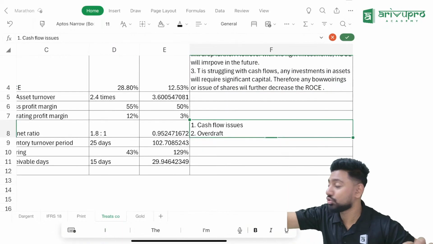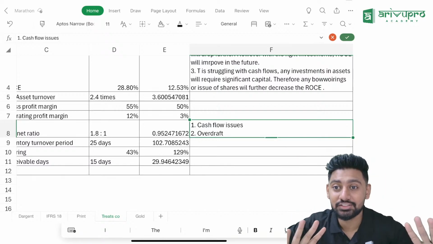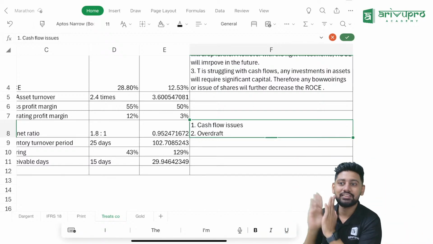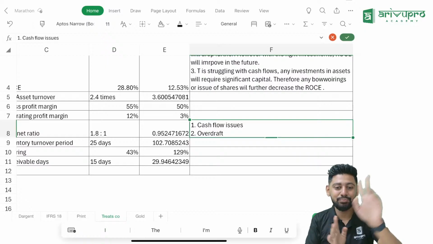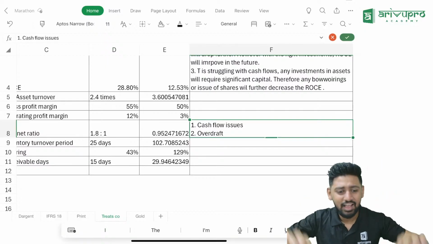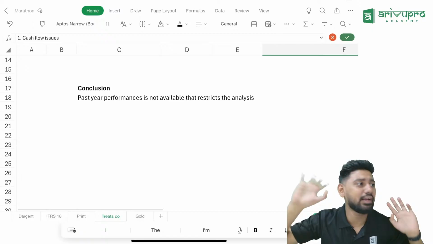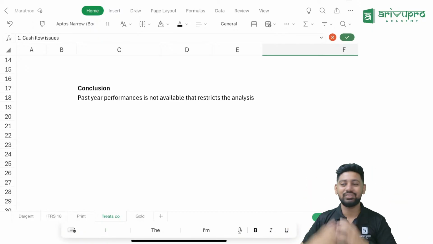Here I have 2 issues to speak about. So I've already got my 10 marks. Meaning I am above my passing line. If I speak about cash flow issues and overdraft, and then I give a proper conclusion, I get about 2 marks. 12 marks already got.